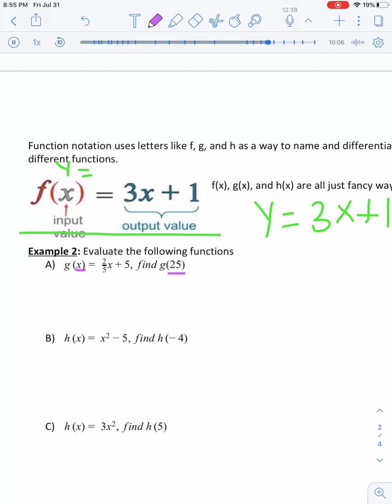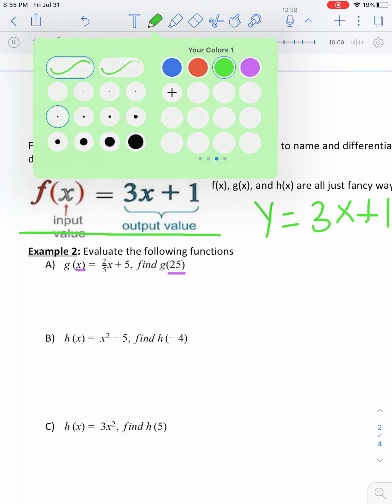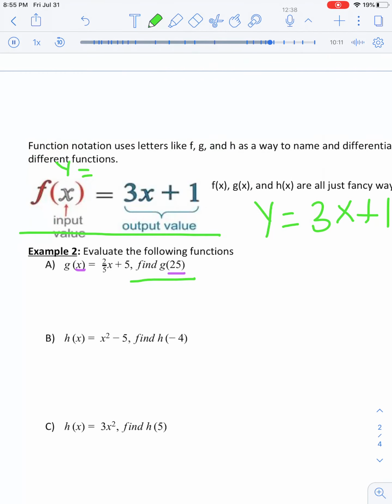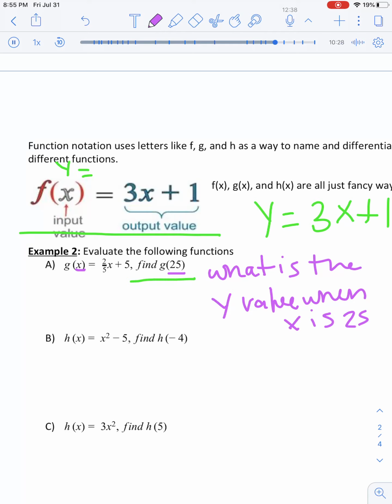Okay, so if this whole thing is y, the question that you want to be asking yourself when it says find g of, and then it has a number inside the parentheses, is: what is the y value when x is 25? Okay, so again, what is the y value when x is 25? Like I said earlier, 25 is in the same spot where the x was, so that means wherever you see x, we're going to plug in 25.